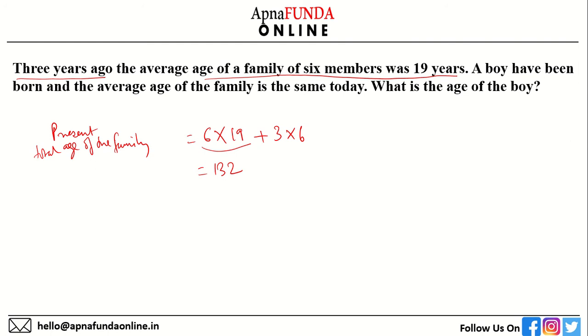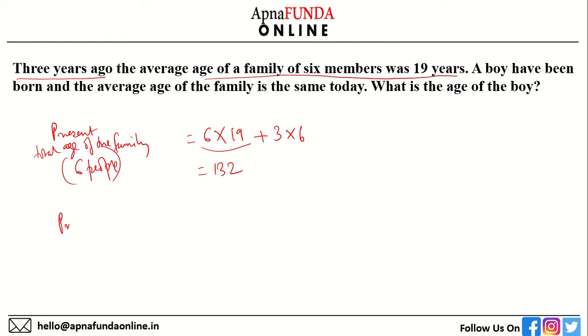Now, today, the average age of the family is the same, but it includes a boy who was born. Now we don't know whether the boy was born exactly 3 years ago, 2 years ago, 1 year ago, 6 months ago, 3 months ago. We don't know yet, so we cannot assume when the boy was born. And that is not even important for us right now. What is important is we have the present total age of the family for six people. Correct? This is the present age of the family of six people.